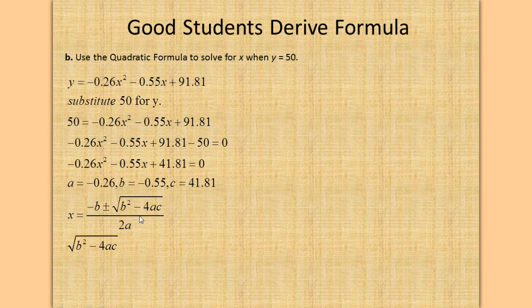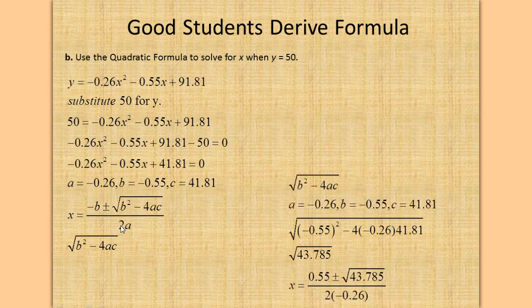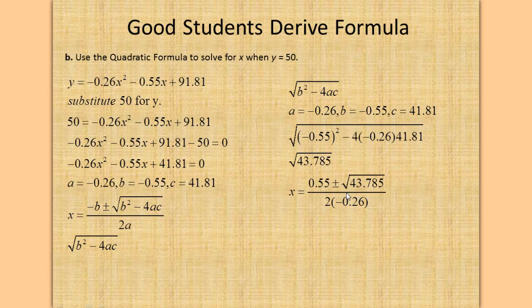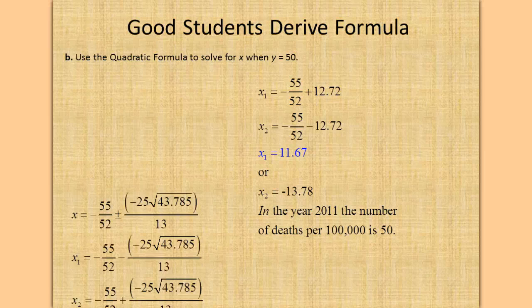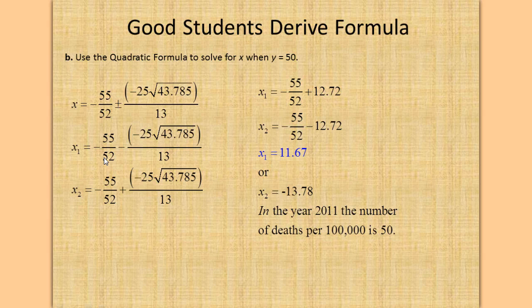Okay, and we apply these constants to our quadratic formula. We calculate our discriminant, and we get x equals 0.55 plus or minus the square root of 43.785, divided by 2 times minus 0.26. And we get two solutions as previously, x1 and x2. If we do the multiplication for both solutions, we get x1 equals 11.67, or x2 equals minus 13.76. We don't need a negative number, so we take x1. So in the year 2011, the number of deaths per 100,000 will be 50 per this model.